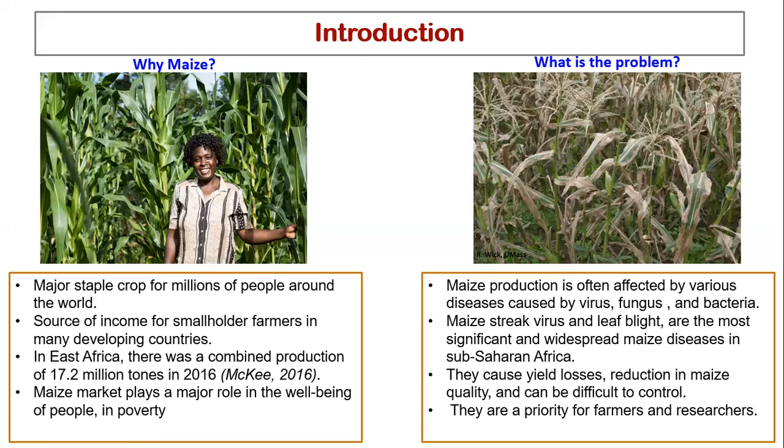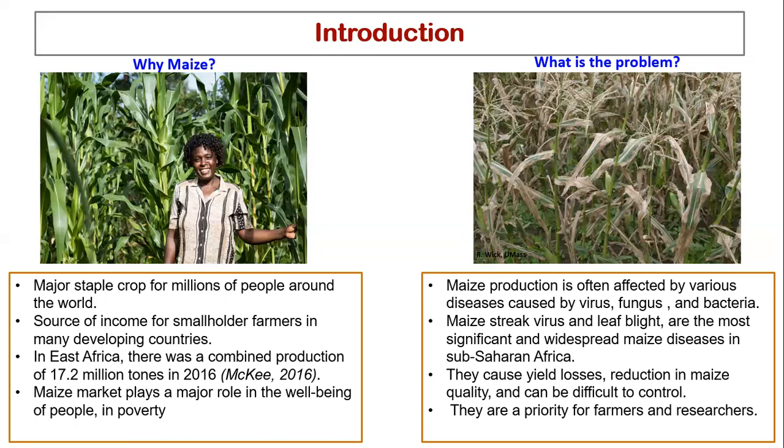But we also found out that maize streak and leaf blight are some of the most significant and widespread maize diseases in the sub-Sahara region, which will be our area of scope. We shall be looking at the East African region, and we found out that maize streak virus and the leaf blight are some of the major diseases that affect it.